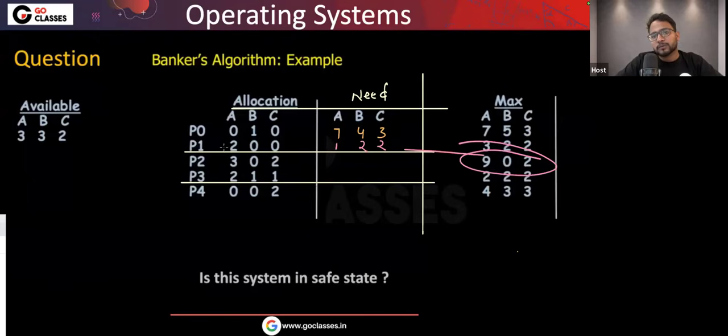From this 902, can you subtract 302? I think you will be getting 600. 9 minus 3 is 6, 0, and then 0, right? 600 you will be getting.